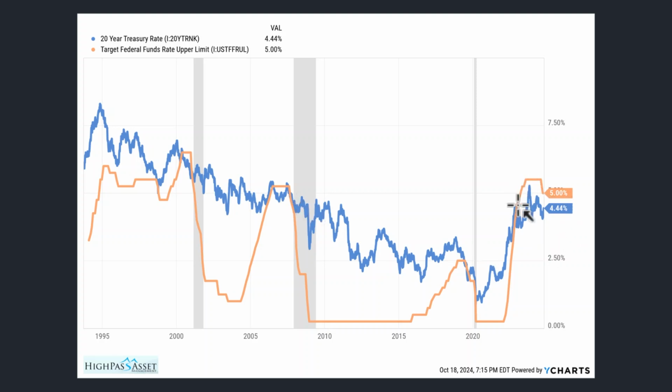So here we are in 2024, and we can see that the Fed has dropped interest rates. We have a 50 basis point interest rate cut, and the 20-year Treasury, instead of going down, has gone up slightly. And that is why TLT price has gone down recently, because of the inverse relationship between the 20-year Treasury interest rate or yield and the share price on TLT.